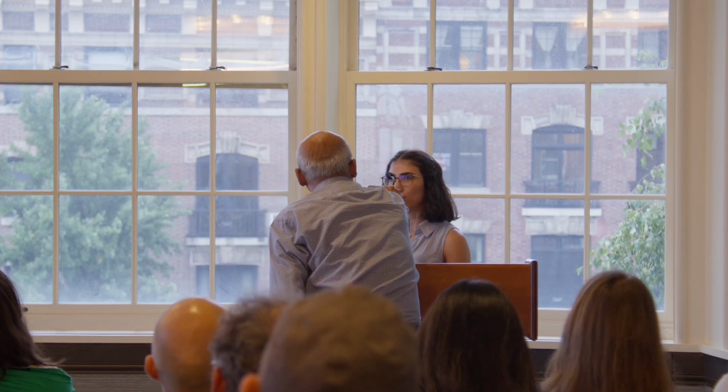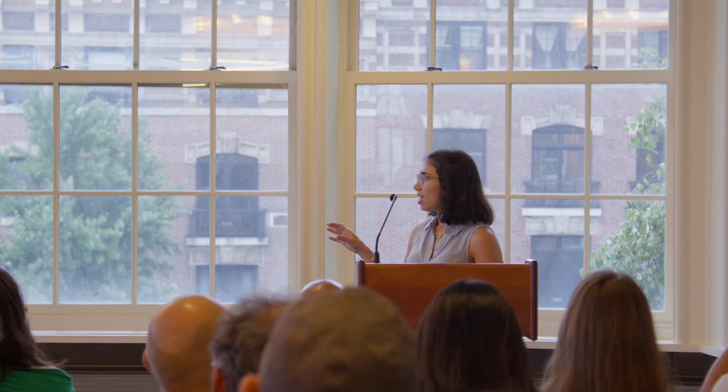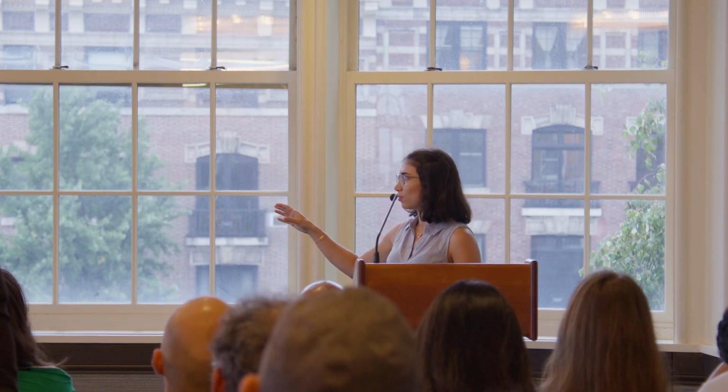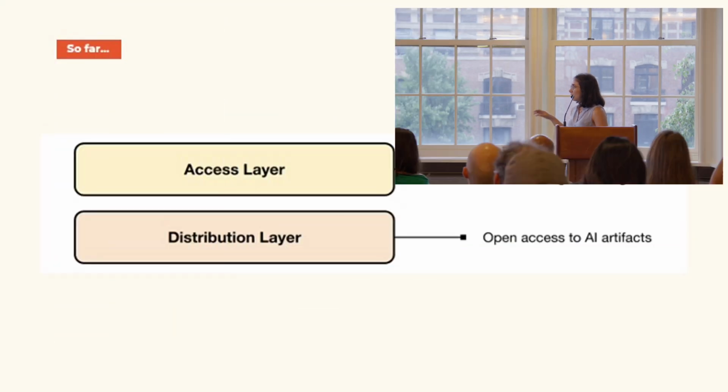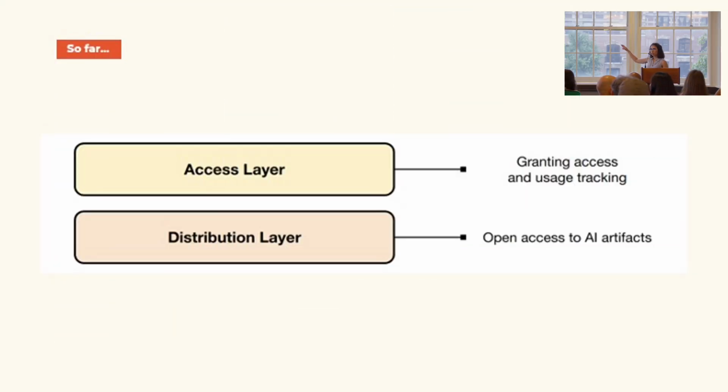So what Himanshu just talked about was a particular solution to how we can distribute some AI artifacts so that we can give open access to them. Everyone can take this model, retrain it, everyone can use it, and meanwhile, we want to be able to track the usage of these artifacts so that later we can incentivize all the contributors for it. So we can see this as two different problems, a distribution method and an access layer method.